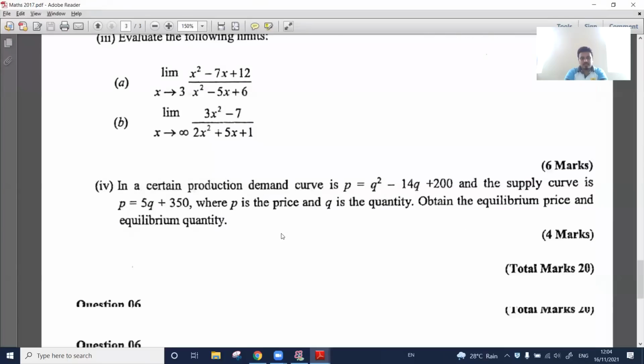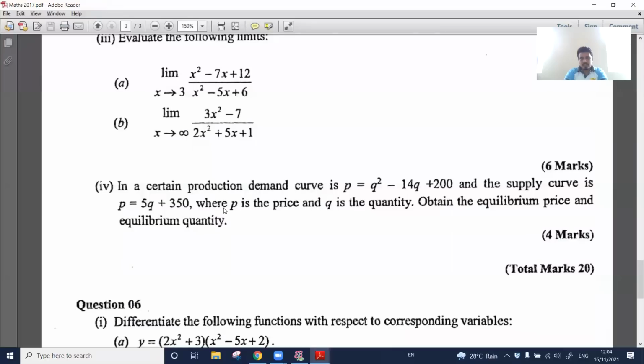Right. The fourth one. In a certain production, the demand curve is given. Here they have given us the demand function, the demand curve, and the supply curve is also given, where P is the price and Q is the quantity. Obtain the equilibrium price and equilibrium quantity.